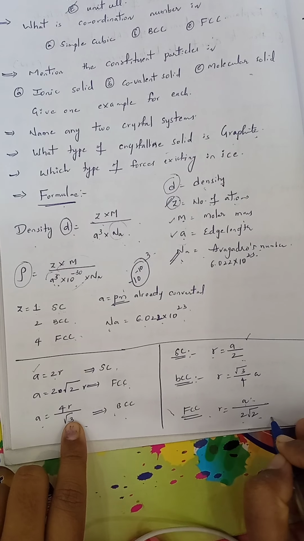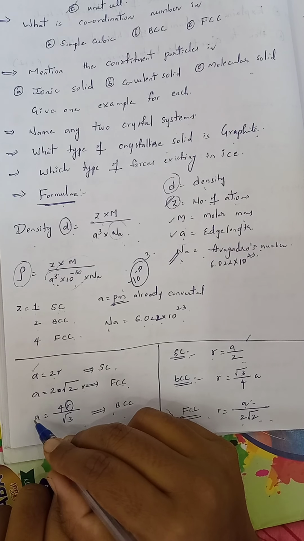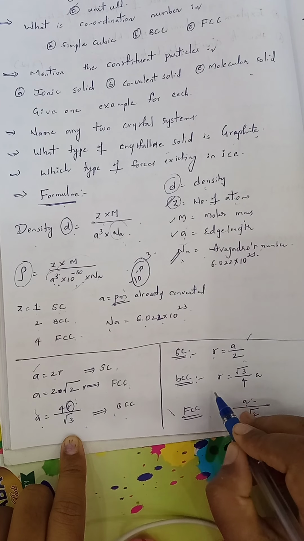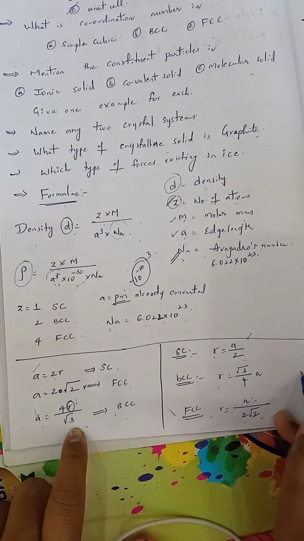Okay, for BCC. For BCC, A is given, you want to find out R. When R comes this side, R is equals to root 3 divided by 4 into A.